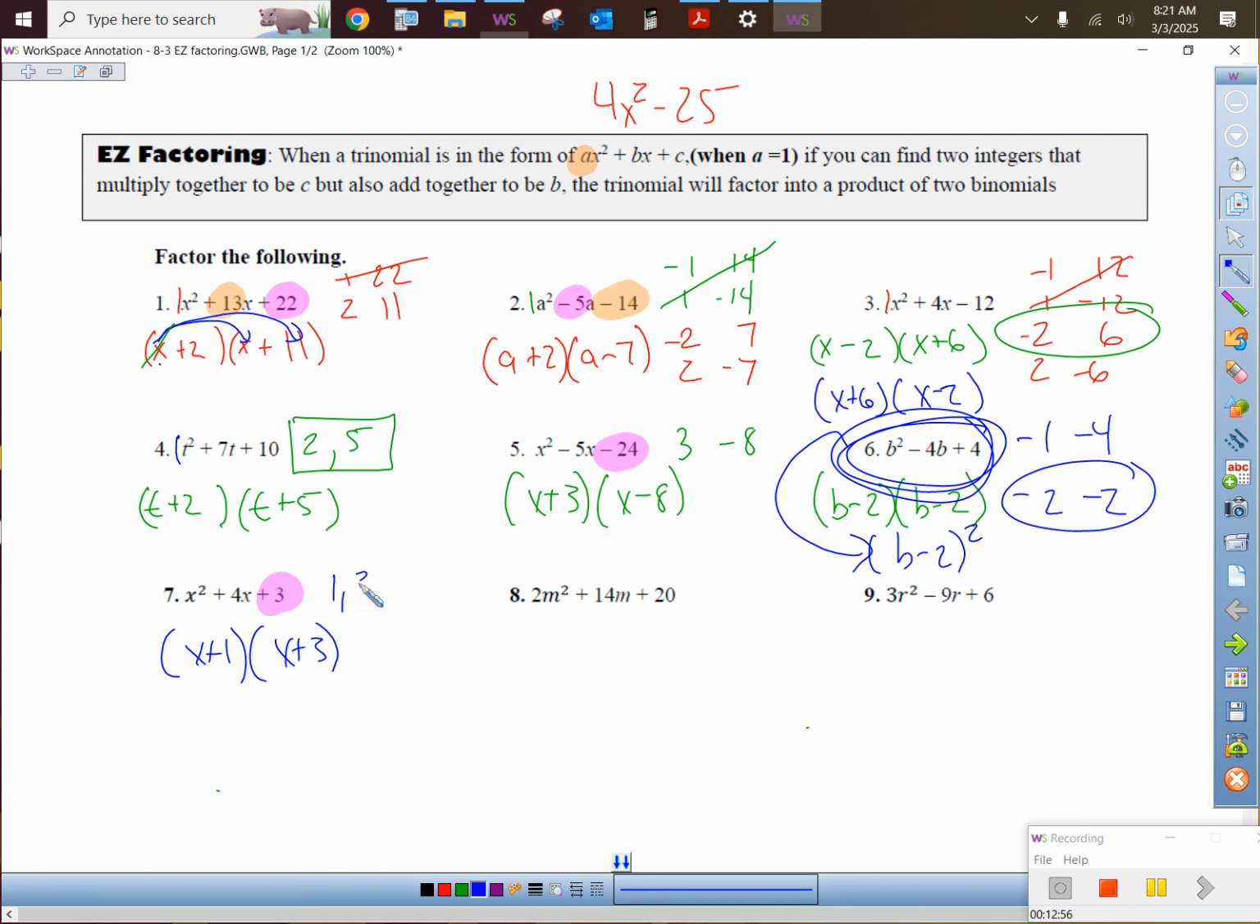And I'll put my bingo numbers right there. Cool? All of those were easy factorable. Talk to your neighbor about number 8. Is number 8 easy factorable?